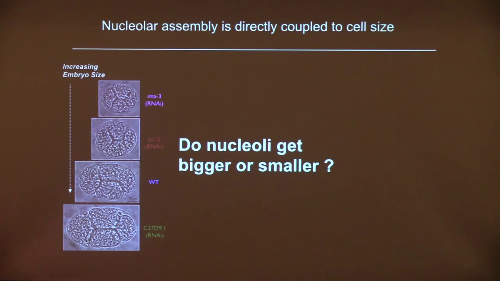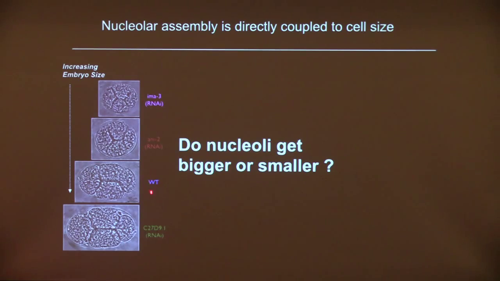And so I'll ask for audience participation here. Do you think that the nucleoli get bigger or smaller when I make the embryos bigger and smaller? What do you think? When I make the embryo bigger, do you think nucleoli get bigger or smaller? Of course, smaller, otherwise you wouldn't be telling us. Yes, of course, smaller, or else I wouldn't be telling you. And that's the right answer.